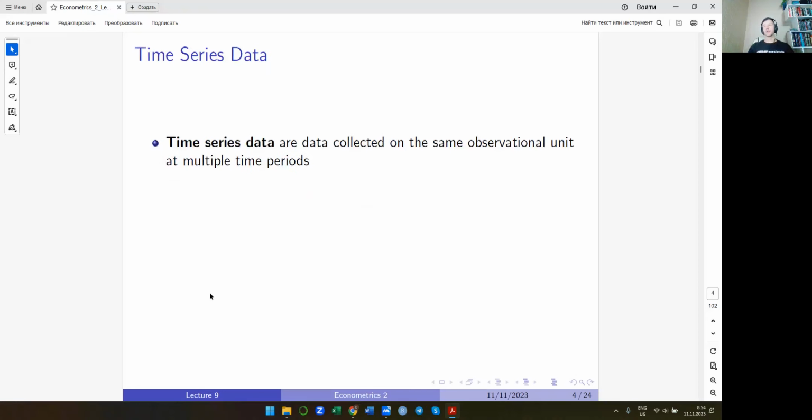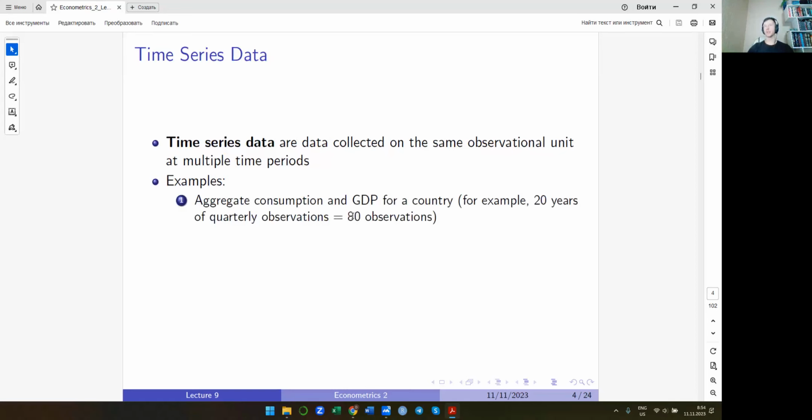So what we're talking about: time series data are data collected on the same observational unit at multiple time periods. We have seen in the first lecture of this course panel data. So panel data was cross-sectional data where you have a lot of units and then you observe each unit over time. So now we observe only one unit over multiple periods of time. For example, aggregate consumption and GDP for a country.